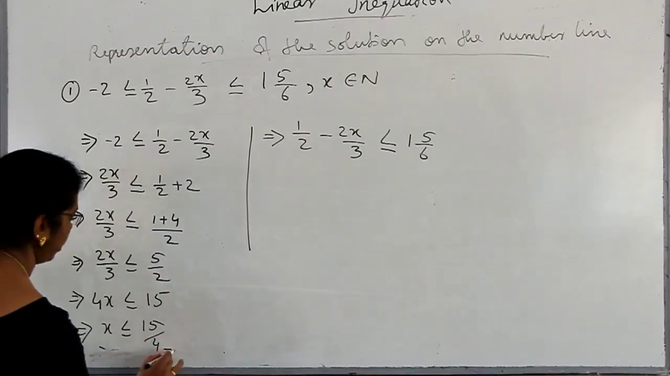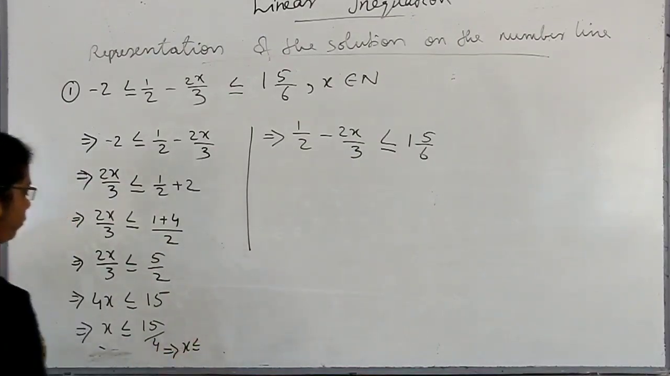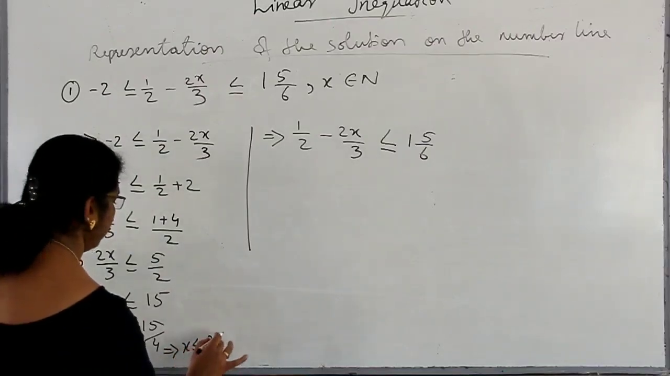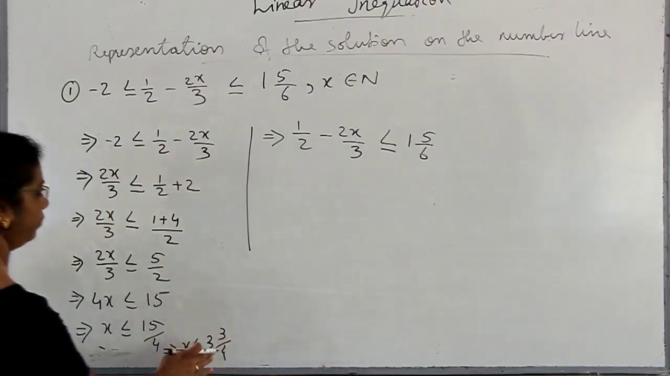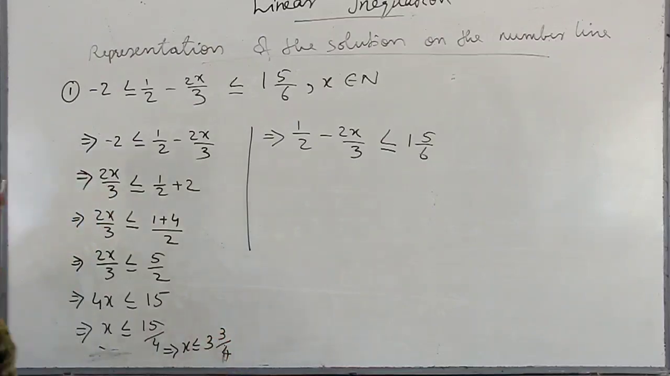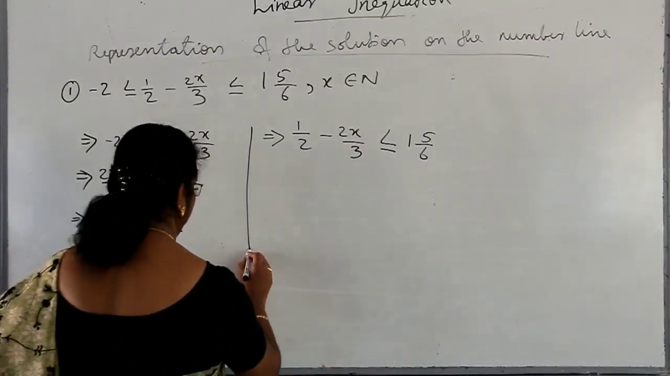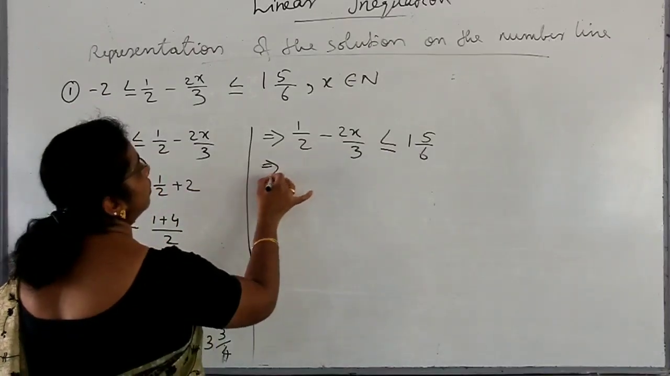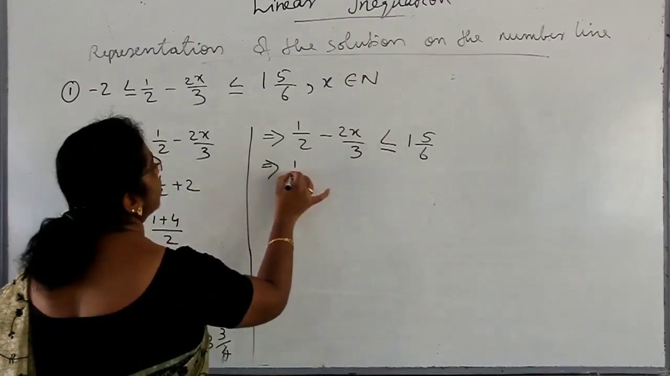x less than or equal to 3 and 3/4. This one is the first inequation. And next, solve this one. First convert into improper fraction.